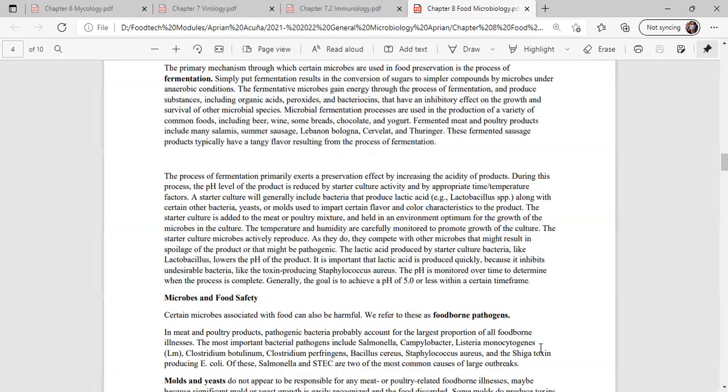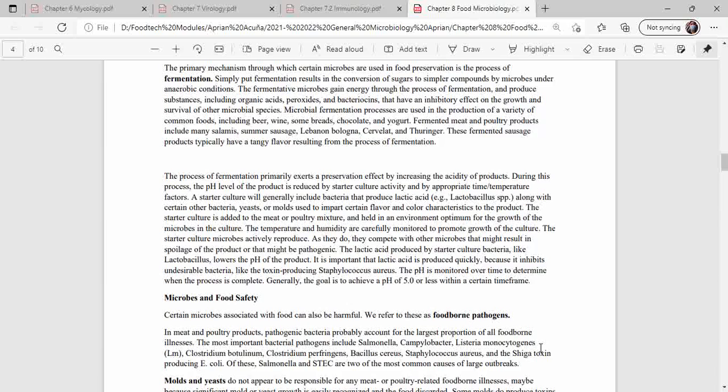It is important that the lactic acid is produced quickly because it inhibits undesirable bacteria like toxin-producing Staphylococcus aureus, which is a normal flora of our skin. The pH is monitored over time to determine when the process is complete. Generally, the goal is to achieve a pH of 5 or less within a certain time frame.